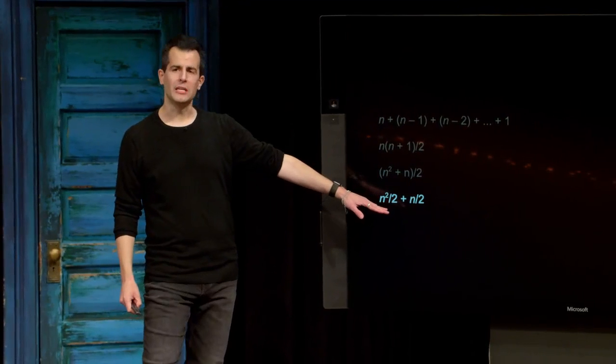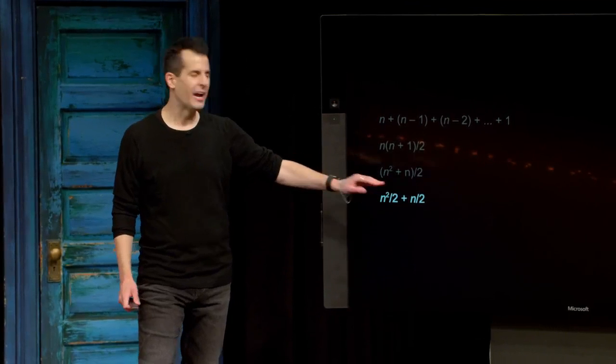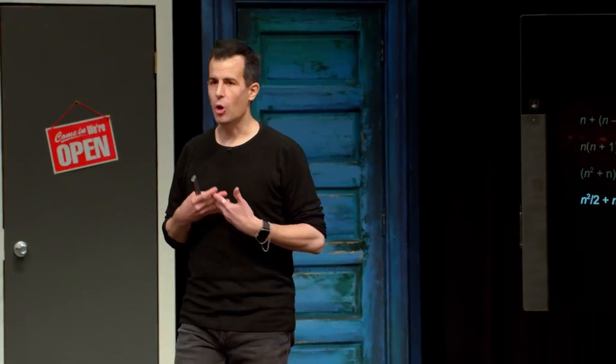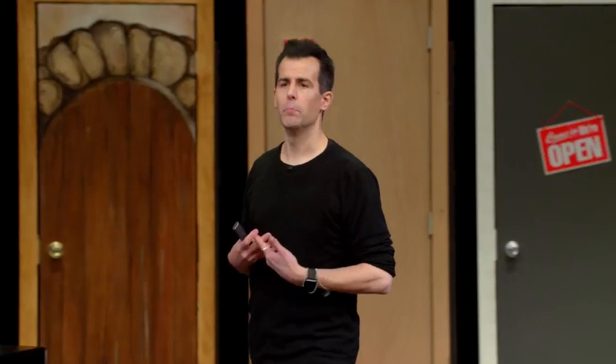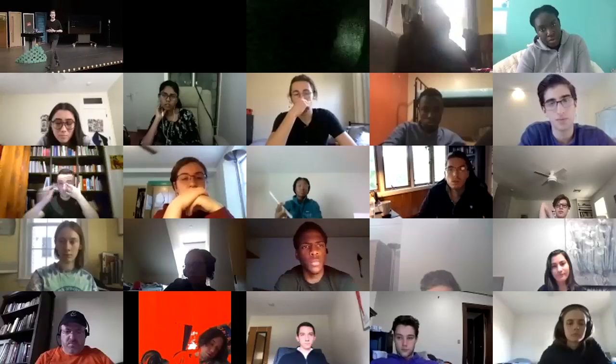Which of these factors, n squared divided by 2 or n divided by 2, really matters in the long run as our problems get bigger and bigger, as n gets bigger and bigger? Which of those factors mathematically dominates? Annika? It would be the n squared.